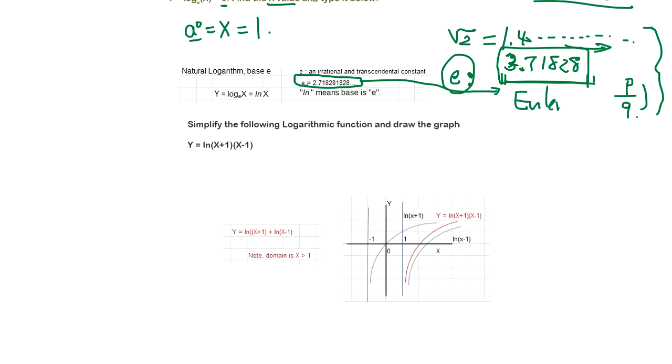Euler, he's a genius of math. He used this constant all over in math theory. So we give it a special status. Log base e, we write ln. That means this is base e.